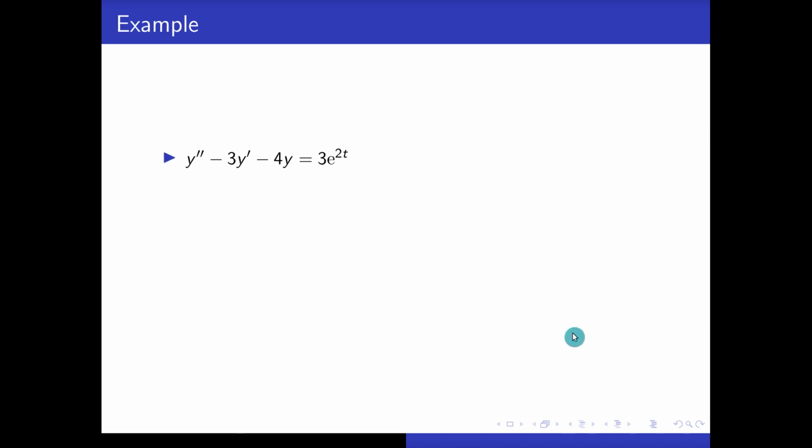Good. Let's take a look at an example. In these examples, we're not going to actually solve for the coefficients. We're just going to guess the form of your ansatz. In this case, I've got y double prime minus 3y prime minus 4y equals 3 e to the 2t. What should I guess? My initial guess would just be a e to the 2t. But then I should check my homogeneous part of the solution, and it looks like that's not going to be a problem. So that is my guess: a e to the 2t.